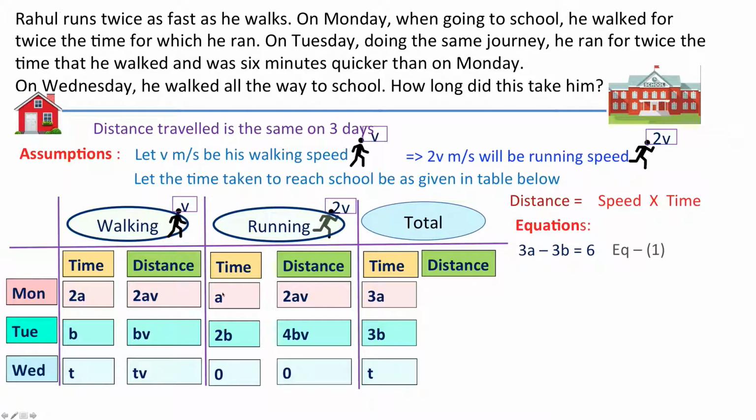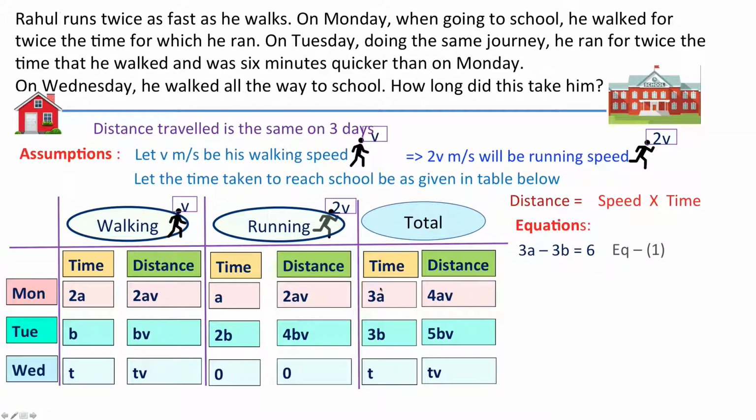So we have taken the individual components. We know the distance covered walking on the 3 days and the distance covered running on the 3 days. Now we'll find the total distance covered on each of the 3 days. The total distance covered on Monday is the sum of the distance covered walking plus the distance covered running, which gives you 4av. Likewise, the total distance covered on Tuesday is bv plus 4bv, which gives you 5bv. And the total distance covered on Wednesday is tv plus 0, which gives you tv.